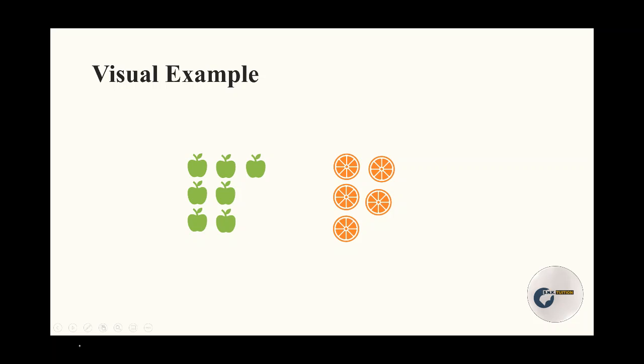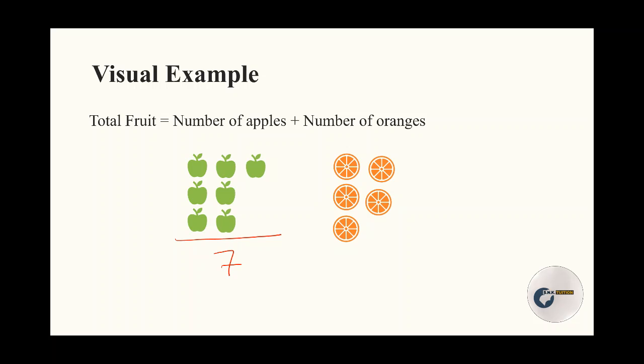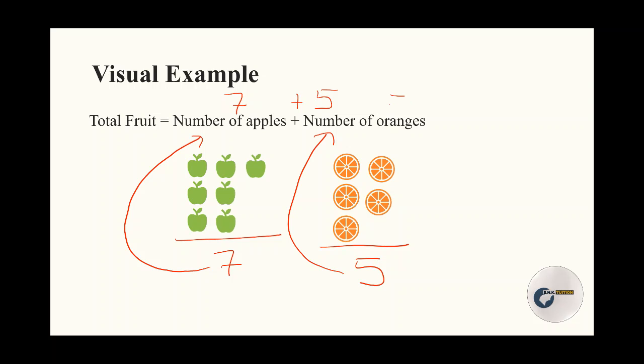So here's a visual example. If we were told the total number of fruits is equal to the number of apples plus the number of oranges, quite intuitively you would know that you have to count the number of apples here, which is equal to 7, and the number of oranges here, which is equal to 5. And you would know that all you have to do is add them together. So you could replace them into this formula and it would be 7 plus 5. And you know that that is equal to 12. So it seems quite simple if you have a visual example.